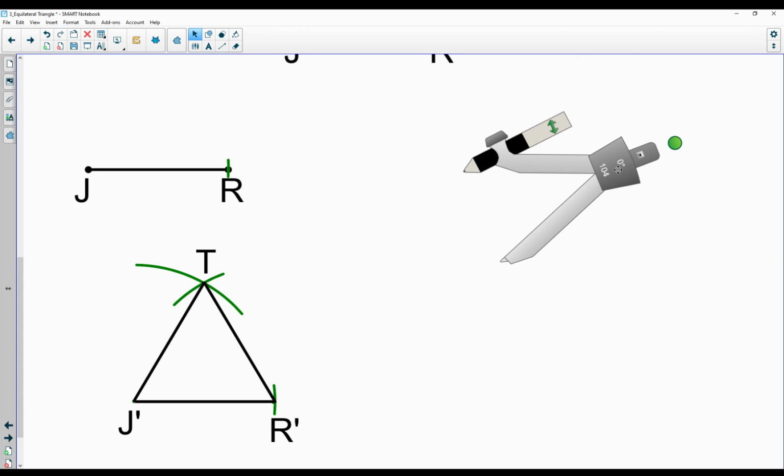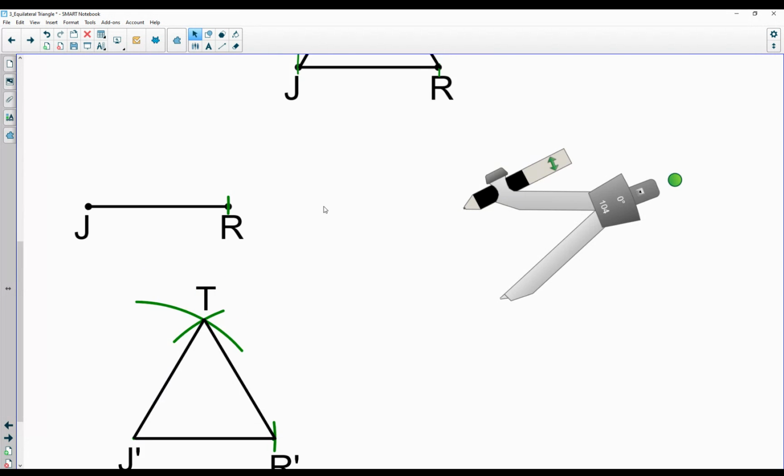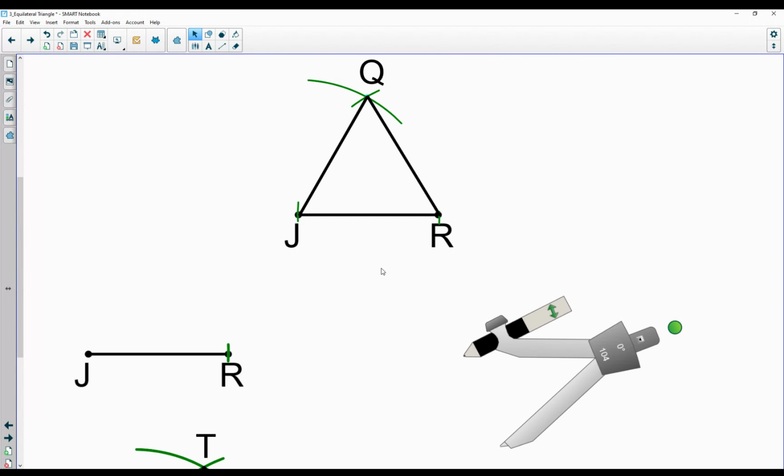Okay, so that actually concludes lesson 3, which is constructing an equilateral triangle, both inscribed in a circle as well as using a segment.